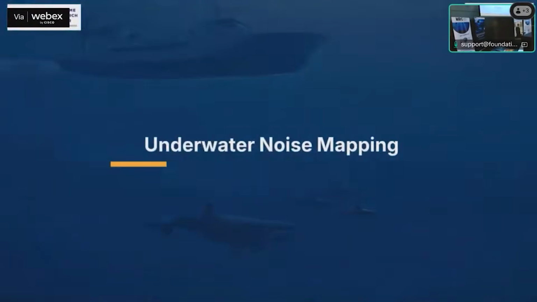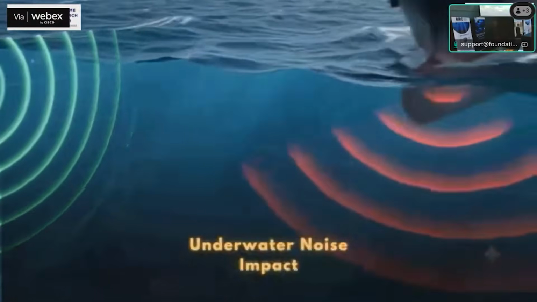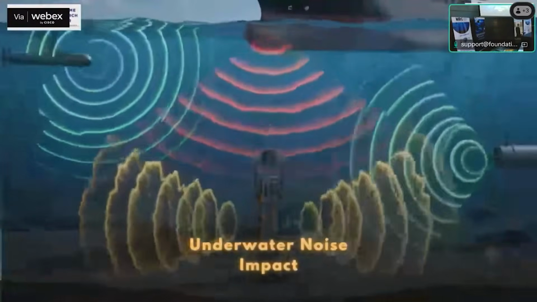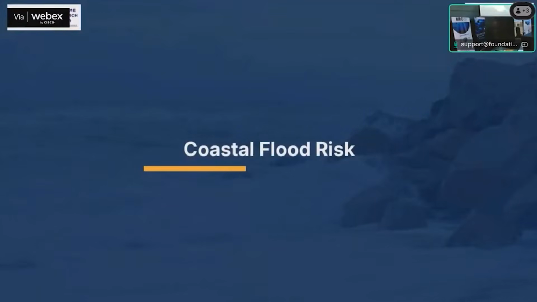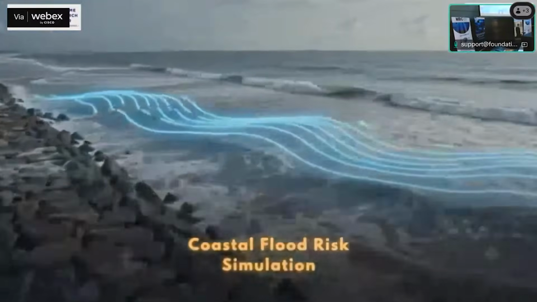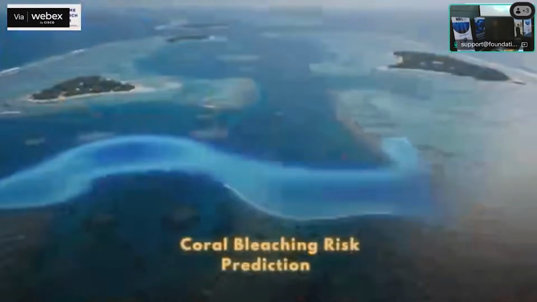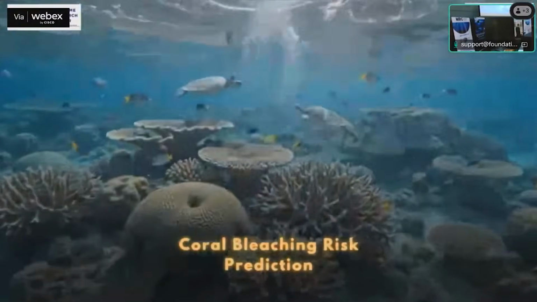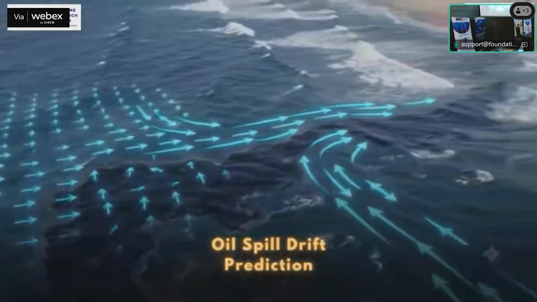Underwater noise mapping, modeling how sound from ships, sonar, and construction actually travels through our waters, and what it means for marine life that depends on hearing to survive. Coastal flood risk, simulating storm surge and sea level scenarios before they happen, not after. Coral bleaching risk, tracking thermal stress patterns to flag reefs at risk months ahead of visible damage. Oil spill drift, modeling how a spill would move, spread, and reach shore under real current and wind conditions.